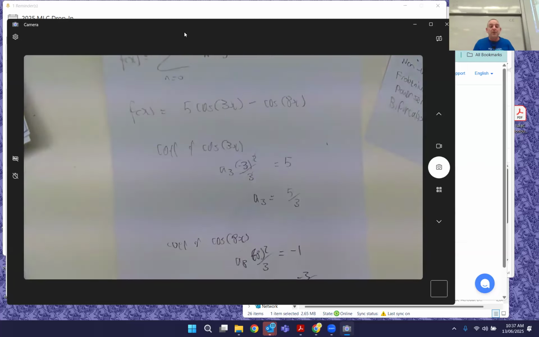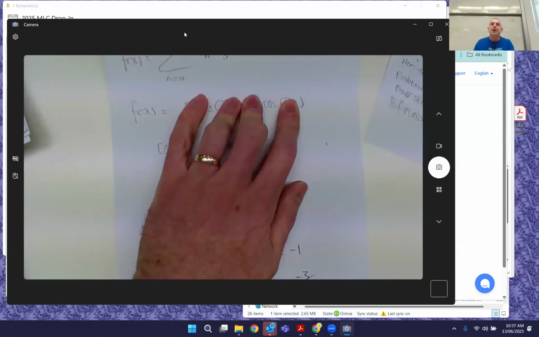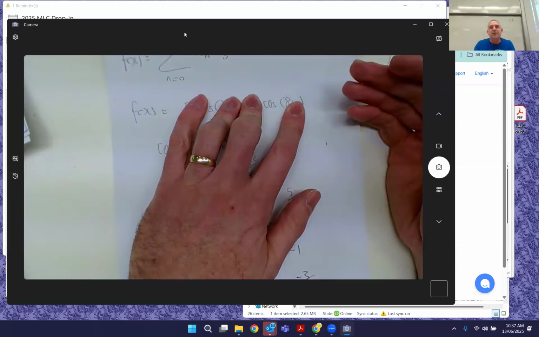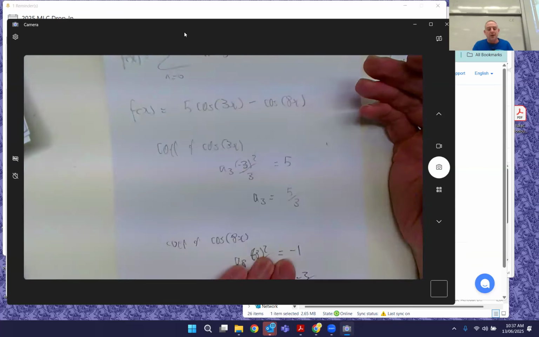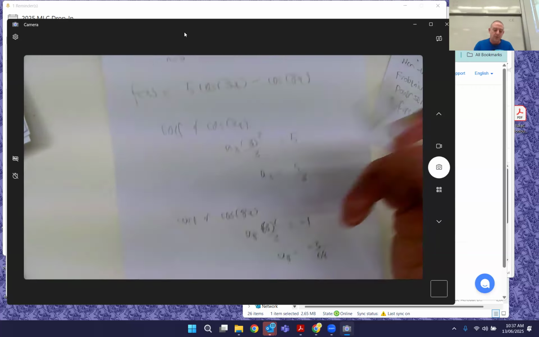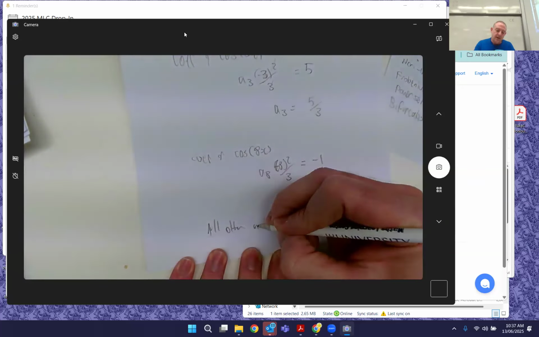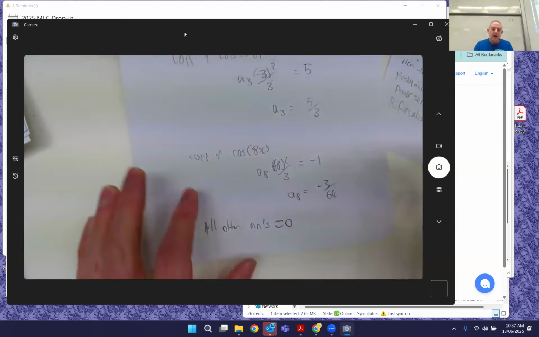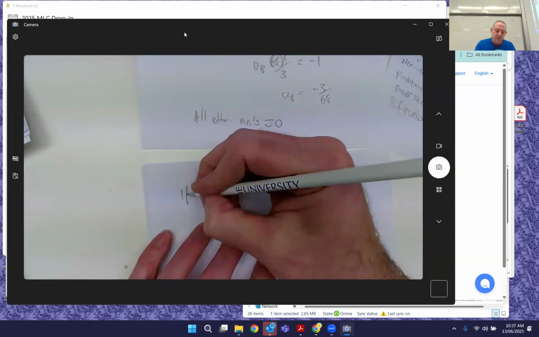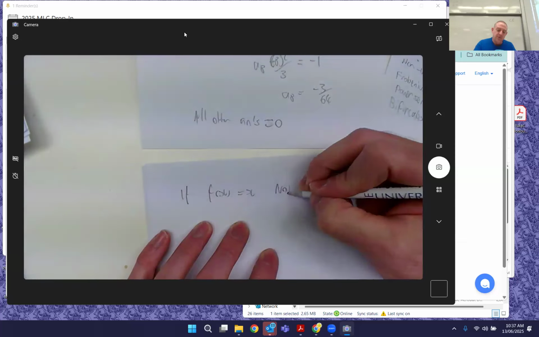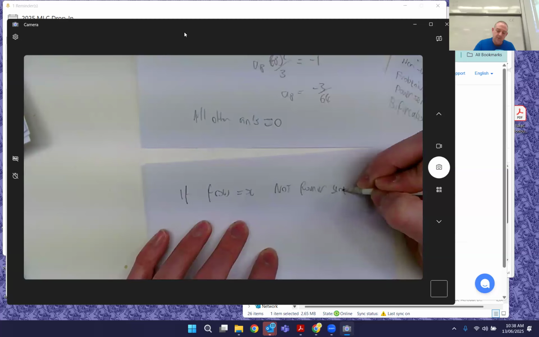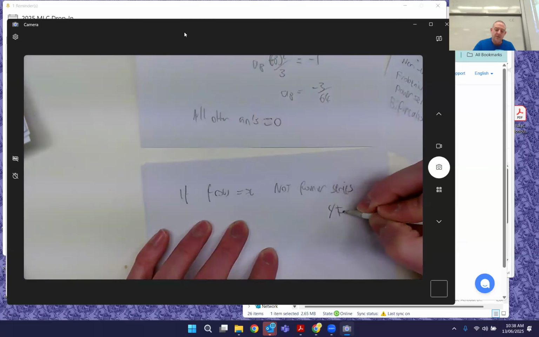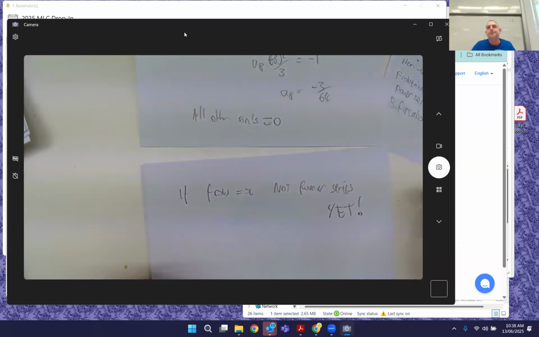If, on the other hand, you were told that f of x was equal to x and it wasn't already a Fourier series, then you would have to find its Fourier series. So all other a_n's are 0, right? But if it was f of x equals x, not a Fourier series yet, so you have to make it into one, and therefore do all the integral things to figure out what its Fourier series is.